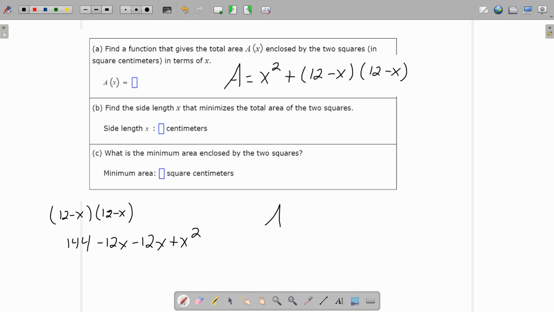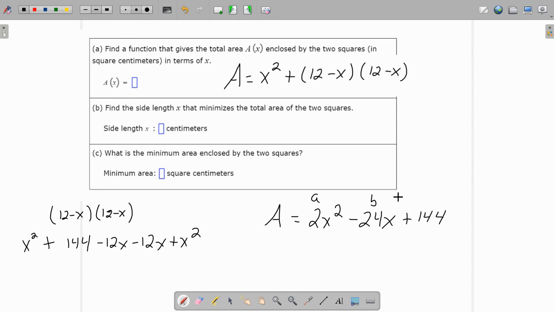All right. So that was this whole part. And I have to add another. I'm going to remember there was an x squared in front from the original. So I get 2x squared. This is the hardest part. Minus 24x plus 144. Okay. So here's our A and here's our B.